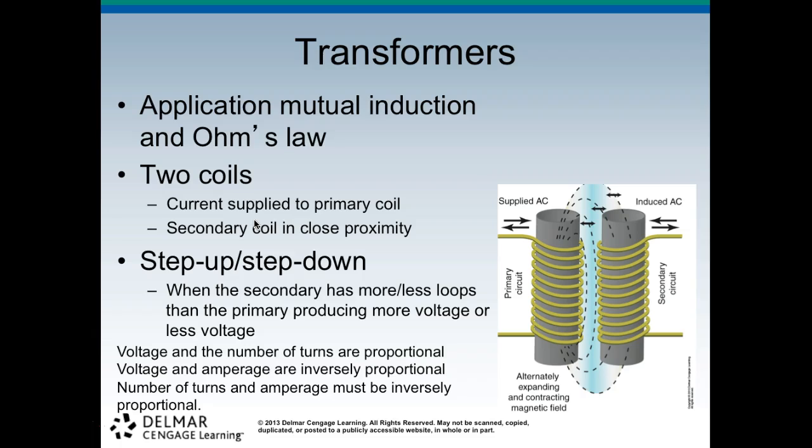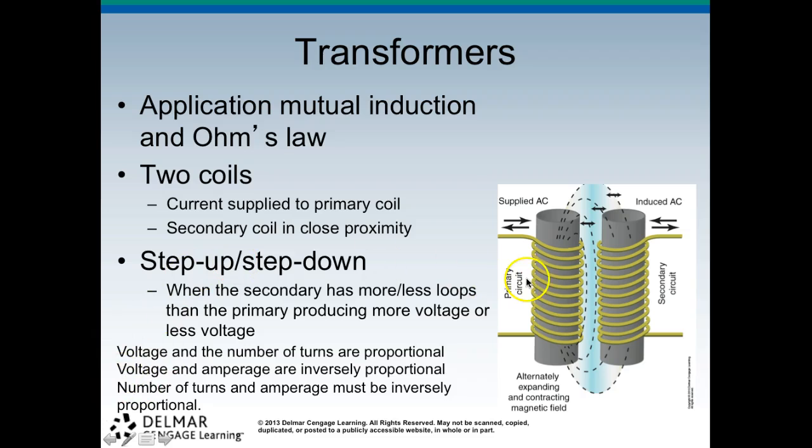The current is supplied to the primary coil. The secondary coil is in close proximity, and we induce a field, a current, within the secondary by induction. So step up or step down transformers. When the secondary has more or fewer loops than the primary, producing more voltage or less voltage.